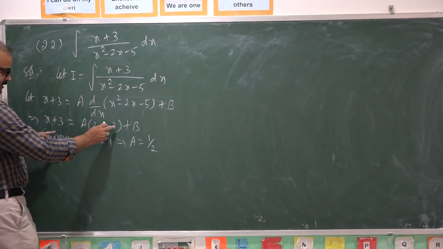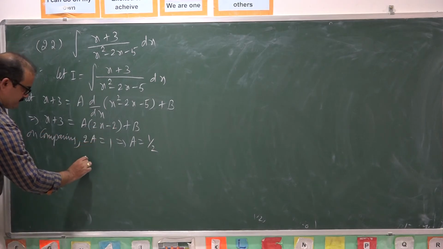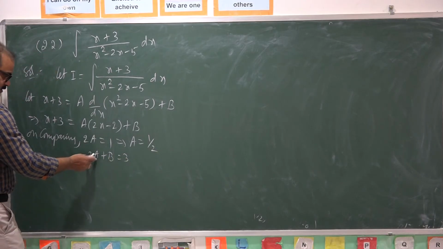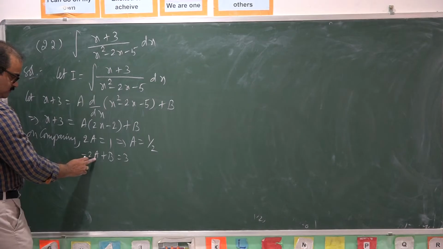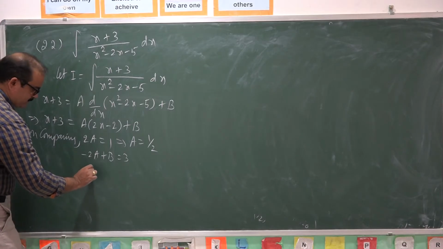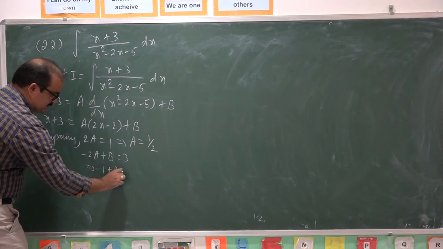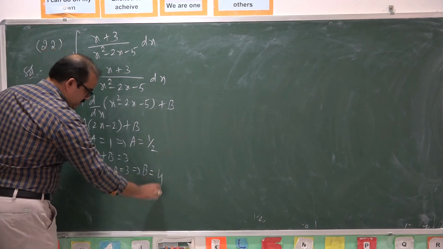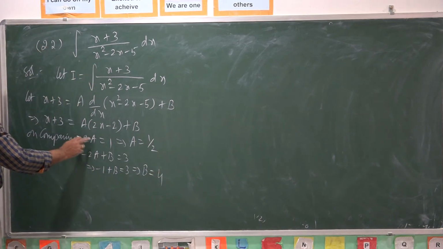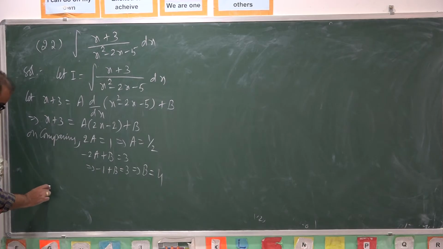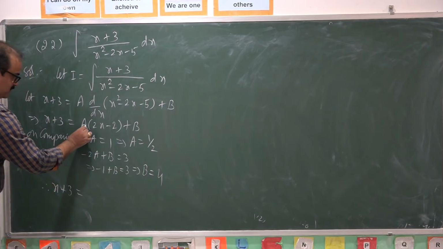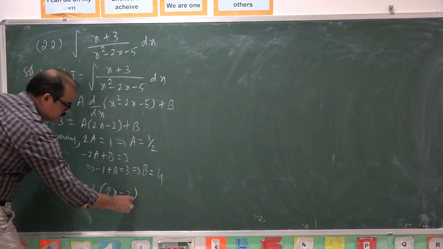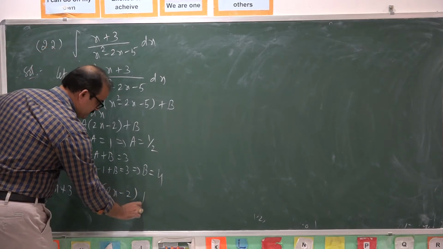Next, comparing the constants, −2a + b is equal to 3. You substitute a value here, a is 1 by 2, so −2 into 1 by 2 is −1, plus b is equal to 3. So b is equal to 3 plus 1, b is equal to 4. Substitute a value and b value here. Therefore x + 3 is equal to a, what is a value? 1 by 2 into (2x − 2) plus b, b is 4.